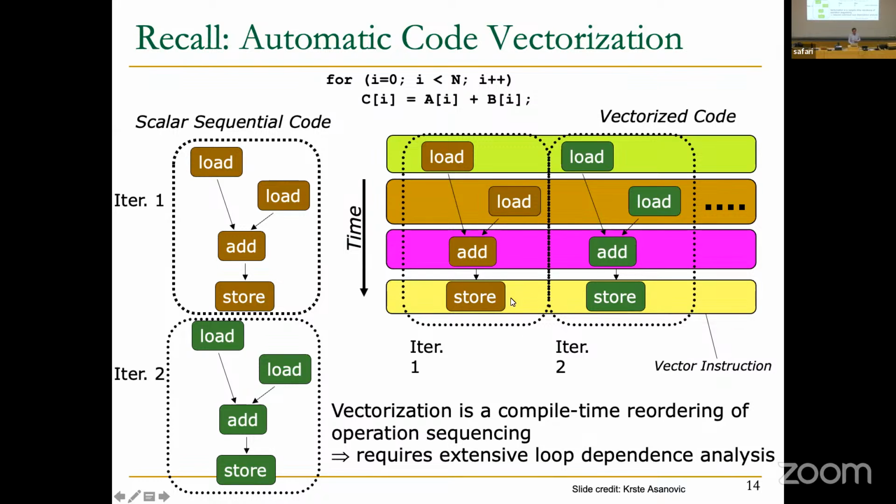You can basically parallelize the iterations. So you put multiple iterations together, let's say vector length iterations together, and then each instruction over here is a vector instruction. This green instruction is a vector load. This brown instruction is another vector load. This pink instruction is a vector add. This yellow instruction is a vector store. And you're doing 32 iterations in parallel using vector instructions.